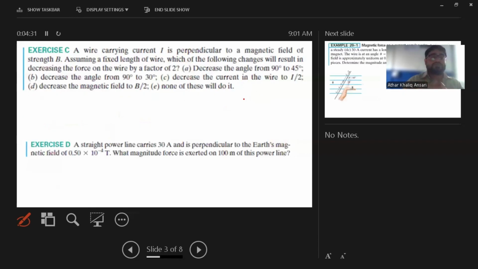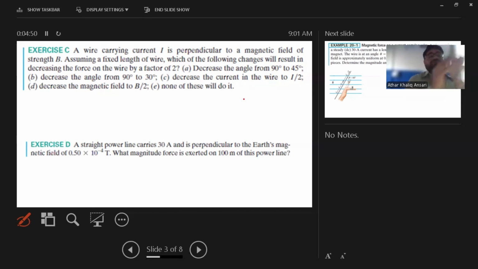Now coming to the next point, if we are going to calculate it, what do we need to check? We need to check the amount of force, the amount of magnetic field, the current carrying through it, and the angle between current and magnetic field.